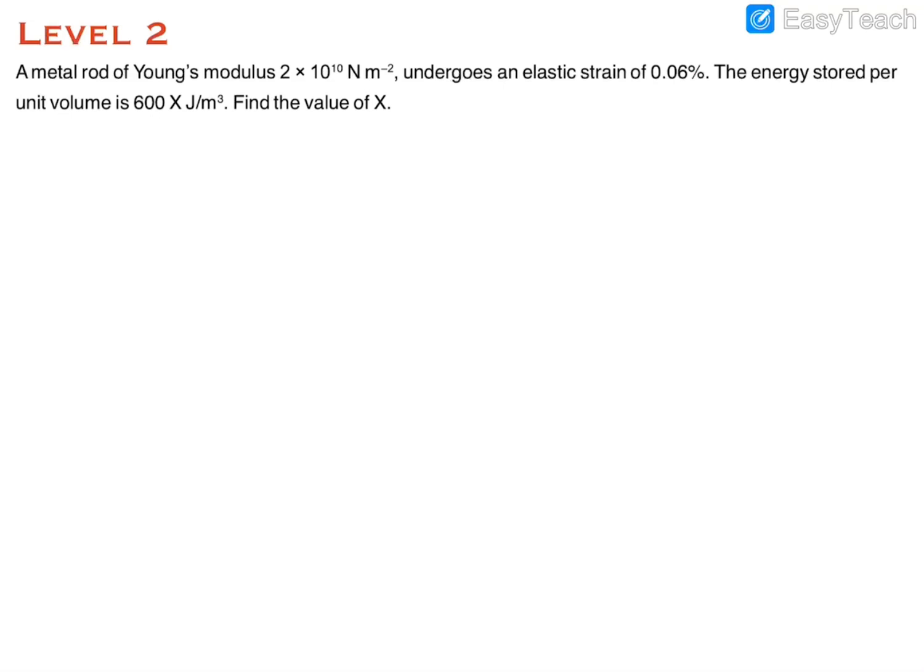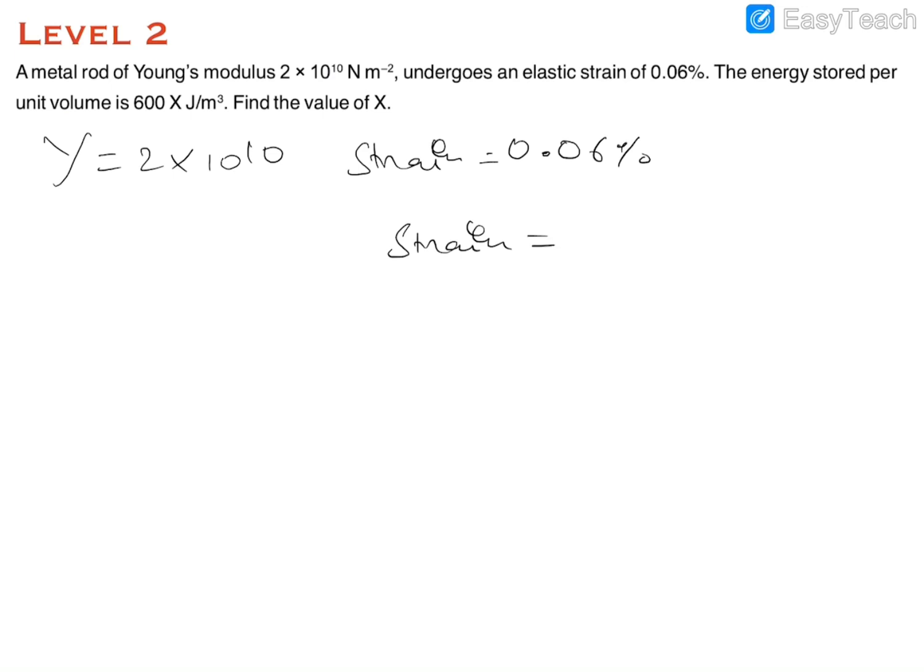In this question, it is given that there is a metal rod of Young's modulus 2 into 10 raised to power 10, and it undergoes an elastic strain of 0.06%. So we have to find out the energy stored per unit volume in the metal wire. So we can see that Y is equal to 2 into 10 raised to power 10. Strain is equal to 0.06%. So strain will be equal to 6 into 10 raised to power minus 4.